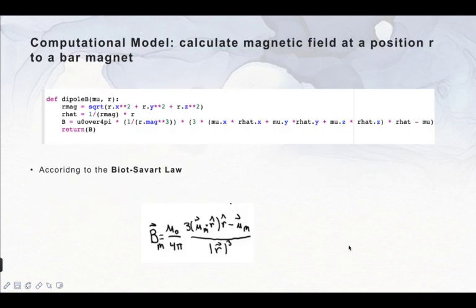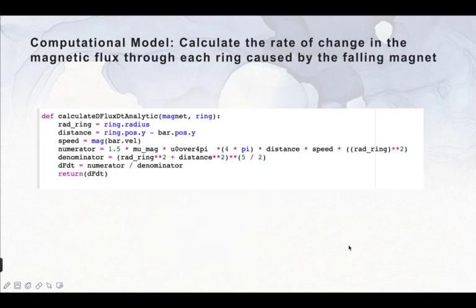And we come to the computational model section. Firstly, I calculate the magnetic field at a position R from a bar magnet. According to the Biot-Savart law, we can get the equation to calculate it. And this is the code to calculate the rate of change in the magnetic flux through each ring caused by the falling magnet.